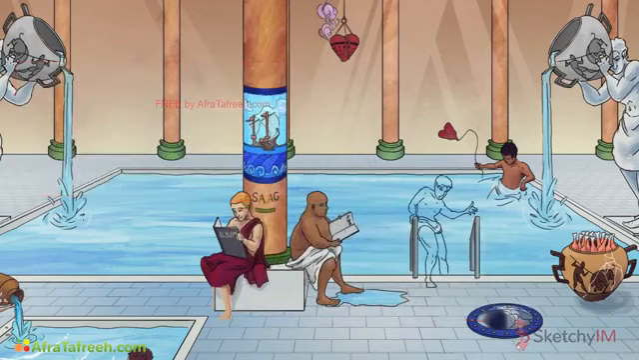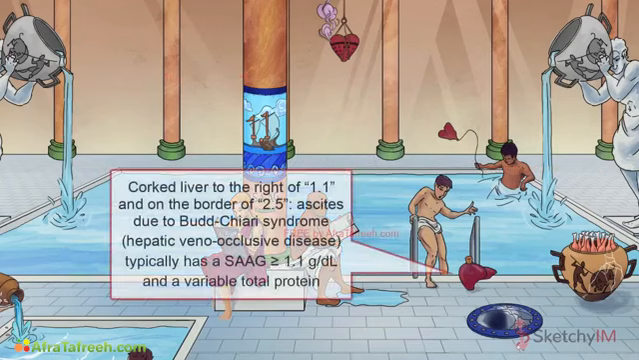deciliter. Next, Budd-Chiari syndrome, which is caused by obstruction to venous outflow from the liver. This can occur due to a primary venous process, such as thrombosis or phlebitis, or a secondary process, such as malignant infiltration of the hepatic vein. Either way, we're cutting off venous outflow, which we convey by putting a cork on the liver. In the acute version of this syndrome, this causes portal hypertension and ascites with a SAG greater than 1.1.